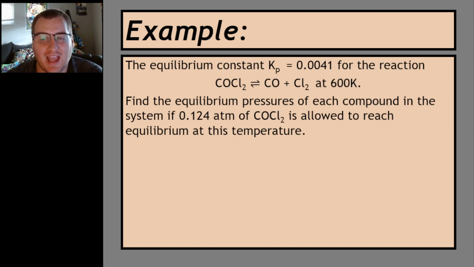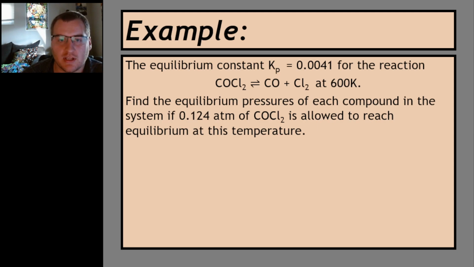So I want to see how much pressure of COCl2, CO, and Cl2 we have at equilibrium, of each compound in the system, if 0.124 atm of COCl2 is allowed to reach equilibrium at this temperature. This question is getting into the meat of the harder equilibrium problems. When we do that, we want to keep all of our thoughts organized. We're going to do so with what we call an ICE table.